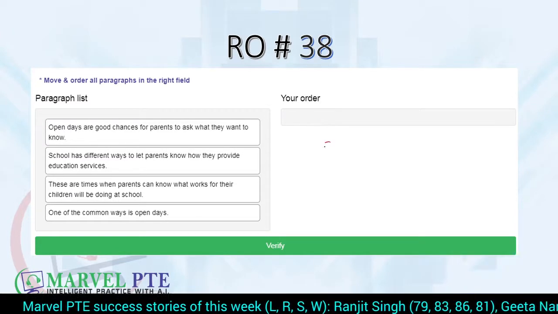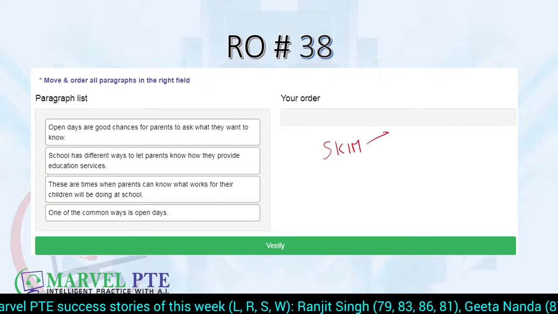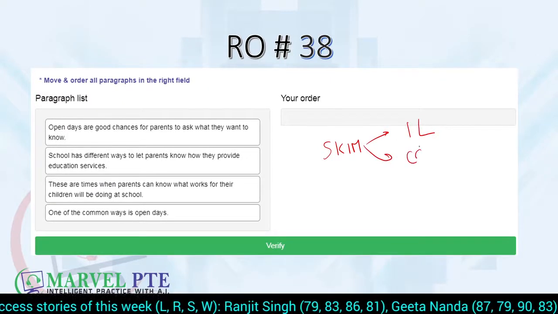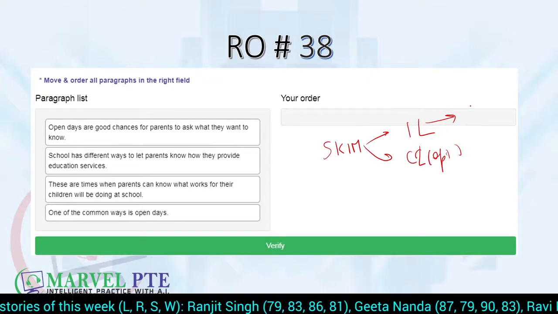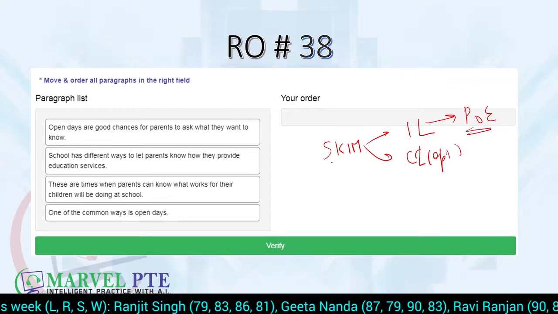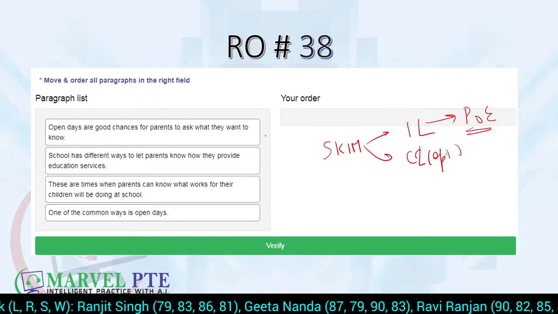Okay, so you know that in skimming what we do, first of all, we try to find independent line, and conclusion line is optional. And independent line we can easily find using our process of elimination. So let's quickly go through these lines.